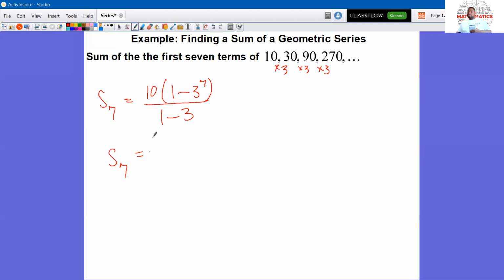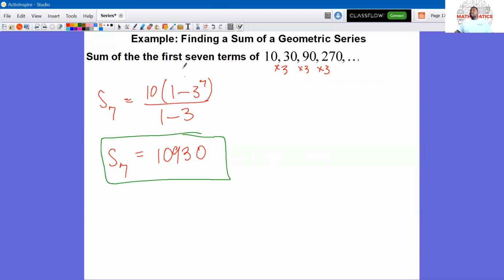Okay, so this one gives you a sum of 10,930. Okay, that's the sum.